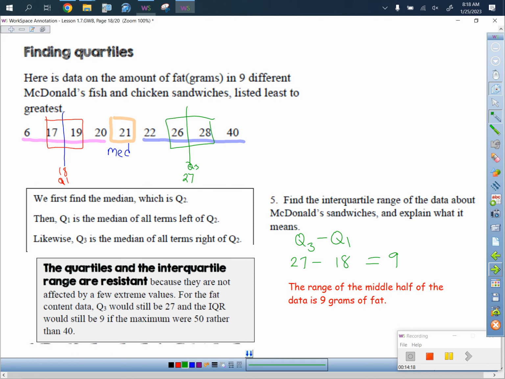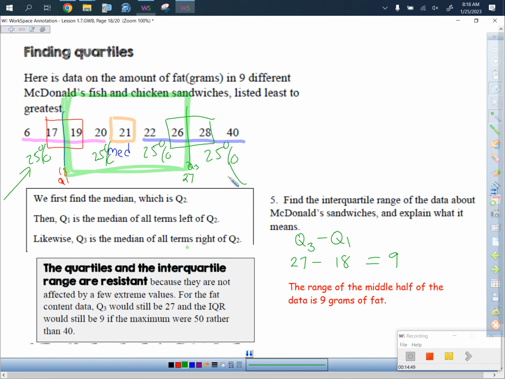Here's what that means. The range, because it is a range, of the middle half of the data. The range of the middle half of the data is 9 grams of fat. That's what the interquartile range will do. Here is the inside half of the data. Because remember, 25% is here, 25% is here, 25% is here, 25% is here. This is like the low data, this is the high data, and if you put those 2 together, if you go from Q1 to Q3, that's the 50% of the data on the inside, right? So that's the range.